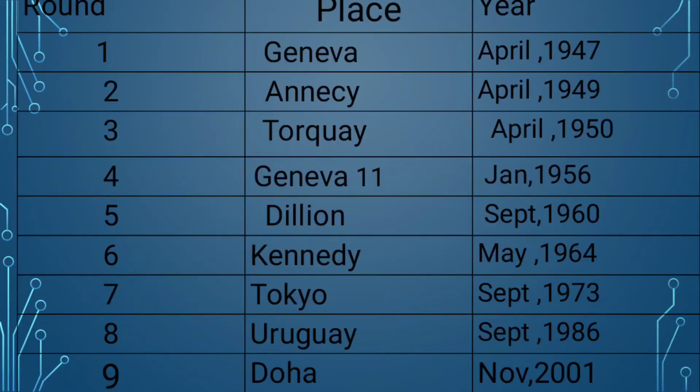GATT was held in 9 rounds. In this slide, you can see the 9 rounds, in which year and in which month each was held. First, it was held in Geneva, and the 9th round took place at Doha in November 2001.